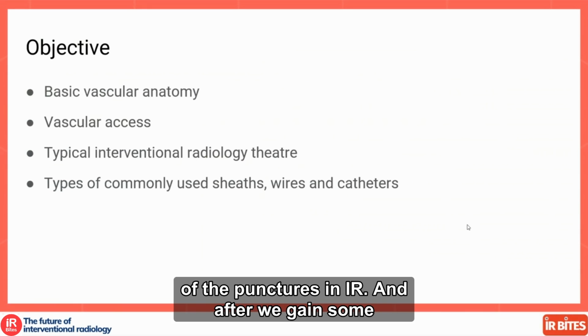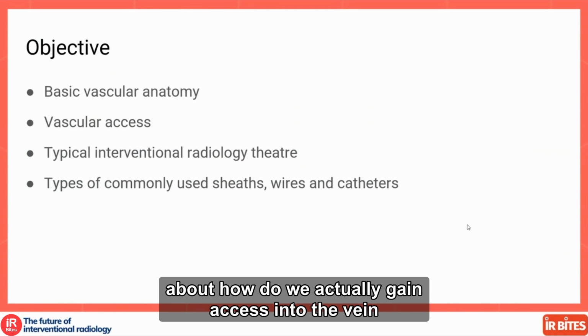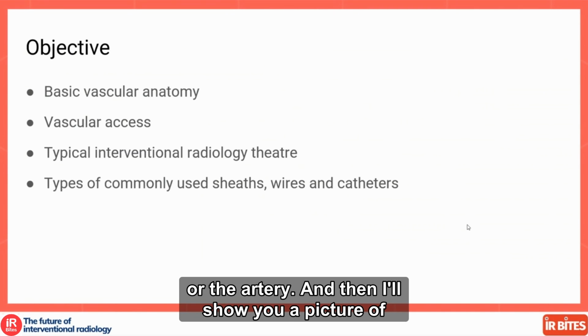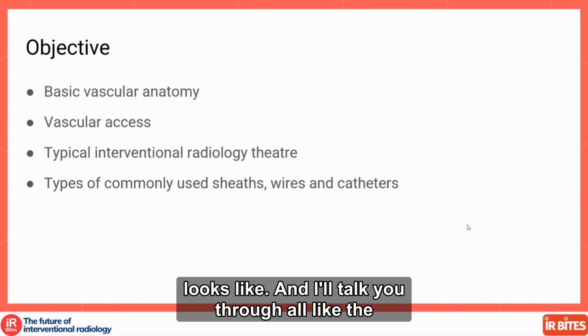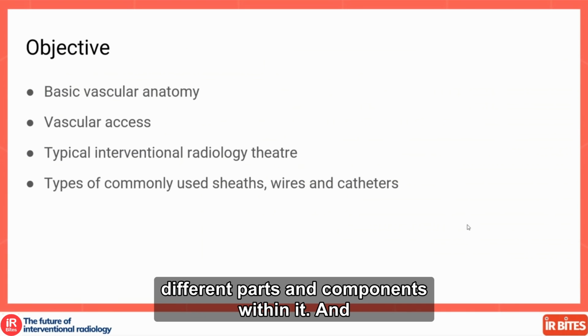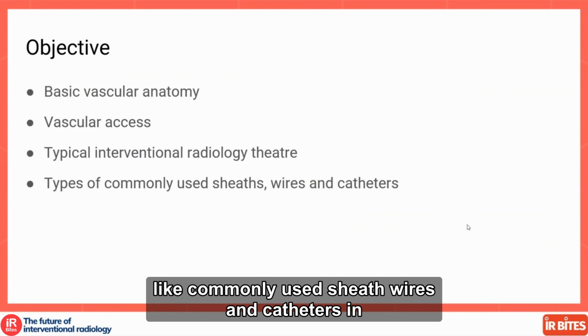After we gain some basic knowledge of the vascular anatomy, I'll talk about how we actually gain access into the vein or the artery. Then I'll show you pictures of what a typical interventional radiology theatre looks like, and talk you through the different parts and components within it. Last but not least, I'll briefly run through commonly used sheaths, wires and catheters in IR.